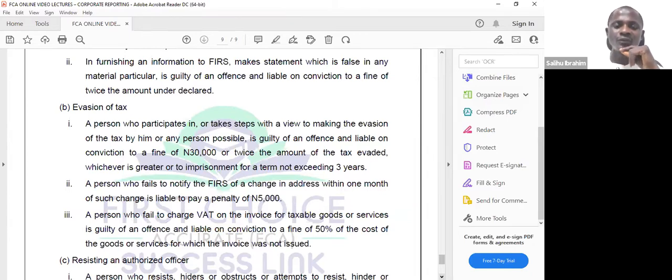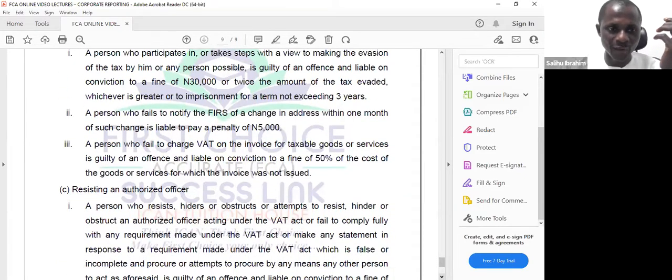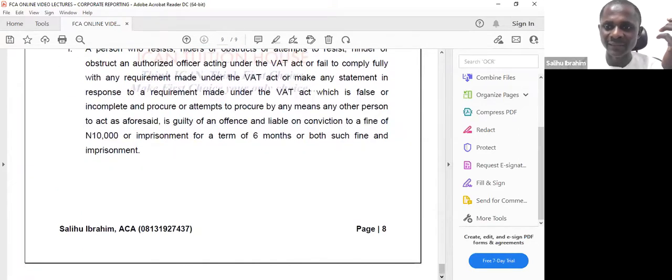A person who fails to charge VAT on the invoice for taxable goods or services is guilty of an offense and liable on conviction to a fine of 50% of the cost of the goods or services for which the invoice was not issued. So you are supposed to charge VAT on your invoice, but you fail to do that, you are liable to an offense and you are to pay 50% of the VAT not charged. So we have other offenses and penalties.